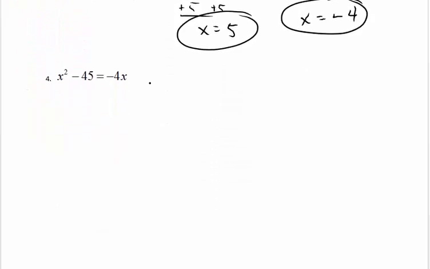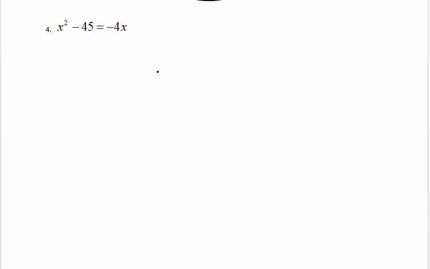Alright, one more to go. So what do you think? Why don't you try this one? Pause the video, give it a try, see what you get. First thing you got to do is set it to 0. So that's what I'm going to try and do. I'm going to add 4x. You got to put it in the right spot. You can't add 4x to either of those terms because it's not like.